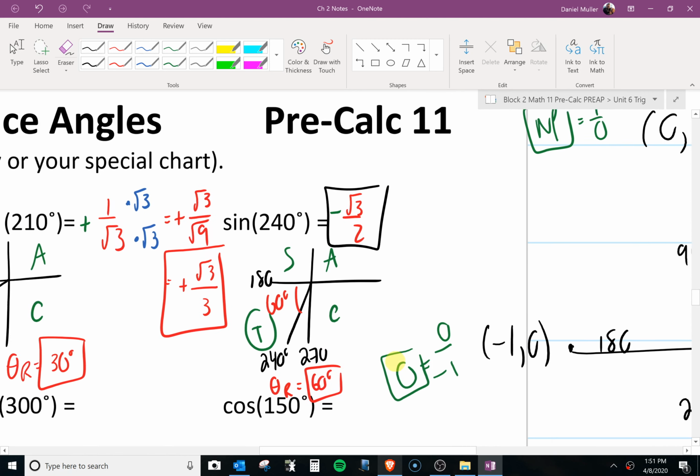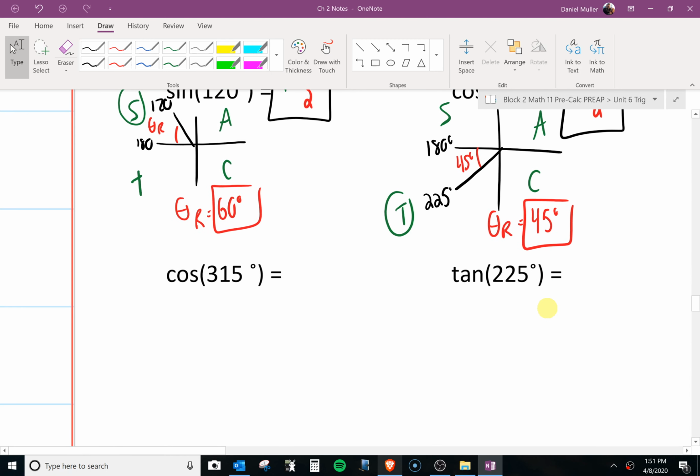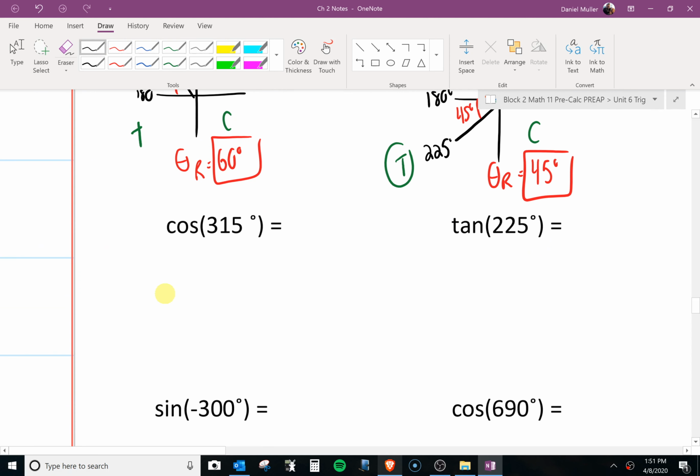Let's continue on here. Cos of 315. 315, not on my chart. This is 270. This is 0 or 360. I'm going to do 360 because I'm in this quadrant now. 315, that's actually halfway in between. So I have 315.